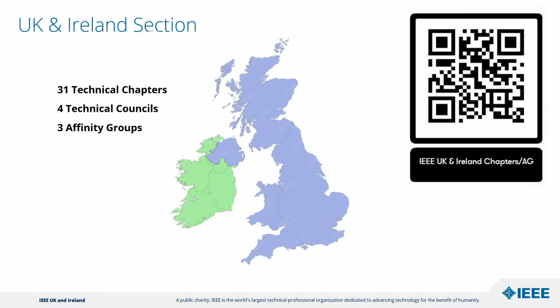We've got a good number of technical chapters at our section, around 31. I can see here a couple of chairs who joined us today to support this event. And also we've got 4 technical councils and 3 affinity groups. This barcode will show you the societies that we have. This is our website, so you can see the societies we have. If you'd like to reach out to the chairs and support in any activity in any shape or form, you are more than welcome.